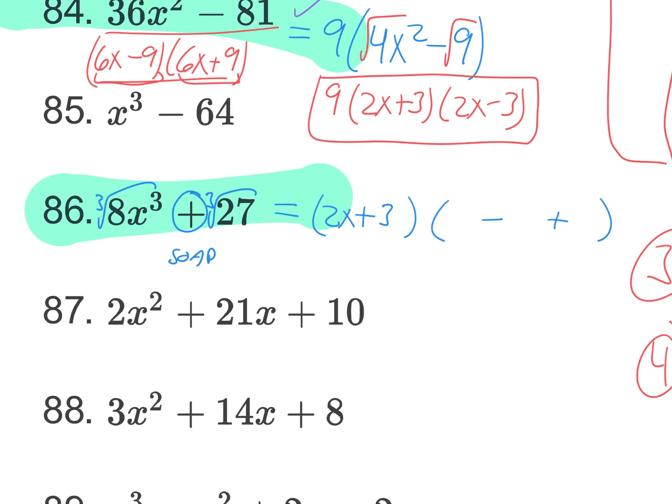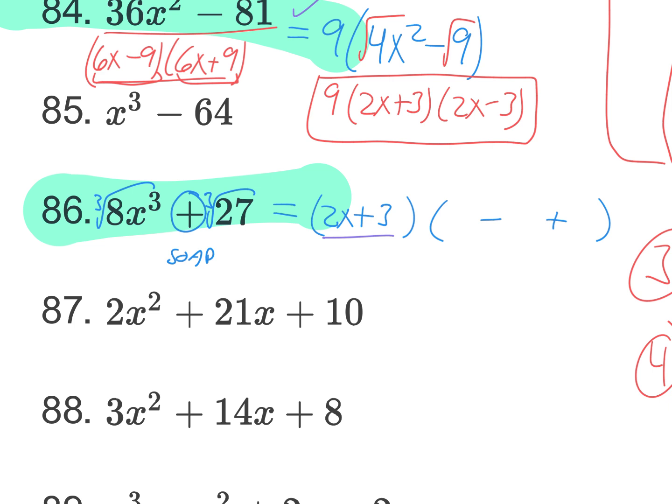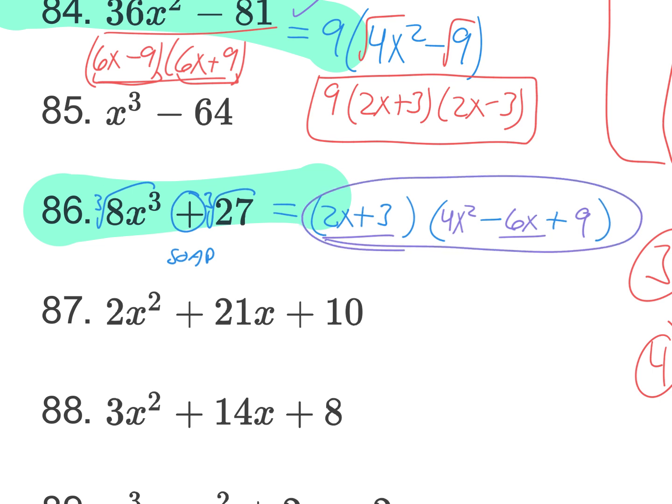And then in our trinomial, that was our binomial. Our trinomial is going to be the square of the first, so 4x squared, the square of the last, so 9, and the product of the two in the middle. So 2 times 3 is 6, 6x. All right, the cubes are actually fairly easy if you remember the formula. So it shouldn't be too bad. Just make sure you recognize it when you see it.